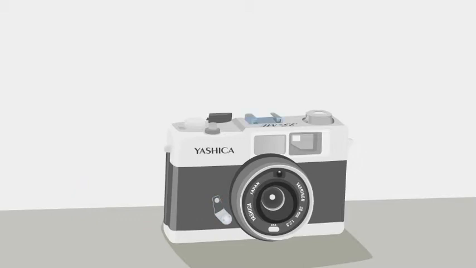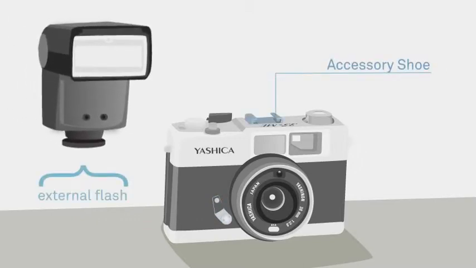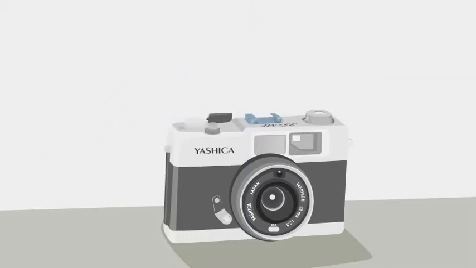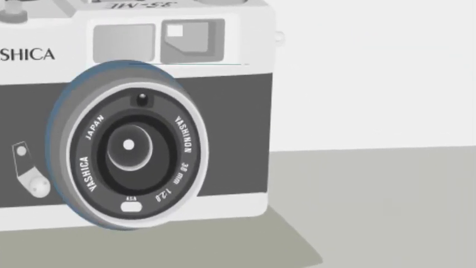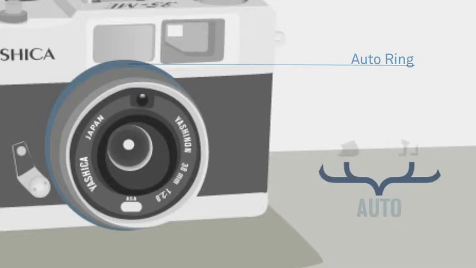shaking the camera. The accessory shoe is a mounting point, usually on top of a camera and typically used for attaching external flash units. The auto ring controls the auto settings of the camera. It overrides all the other settings and has four modes: macro, portrait, medium shot, and landscape.